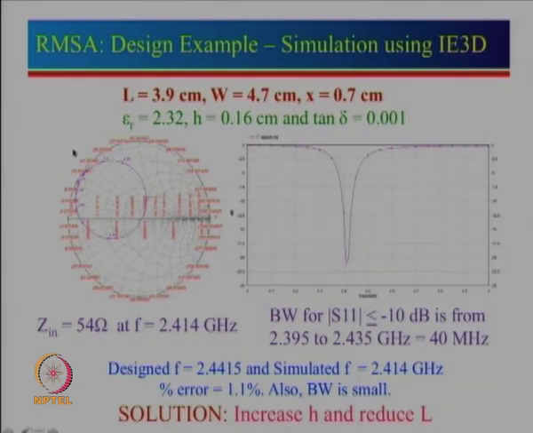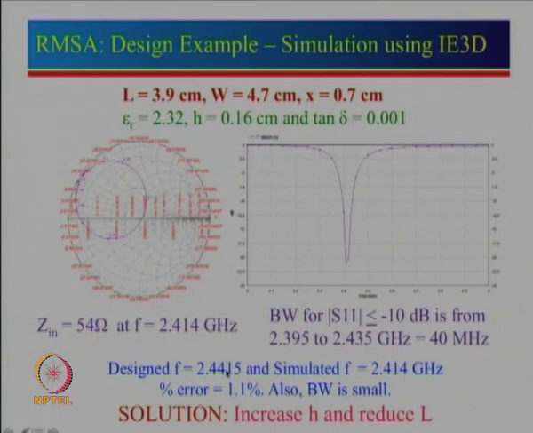But what we would like to show you here is that our designed frequency was 2.4415, and the simulated one came out to be 2.414. So if you calculate the percentage error, it is only about 1.1%, which is a very good thing. You do not have to solve Maxwell's equations, you do not have to write boundary conditions, you do not have to do E field, H field, double integrals and so on. Just by using a simple calculator you can do the design, and how much time did it take, maybe less than 10 minutes.